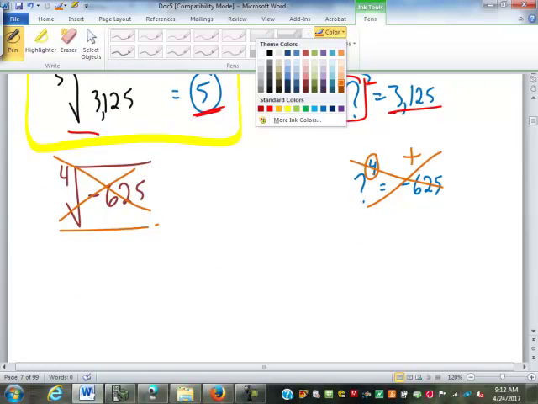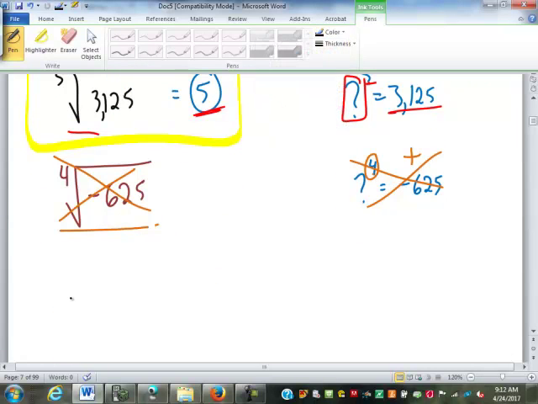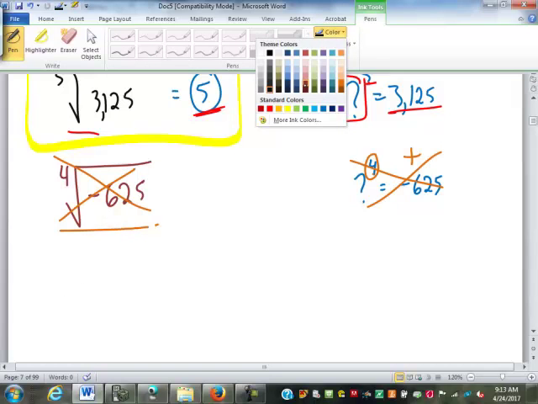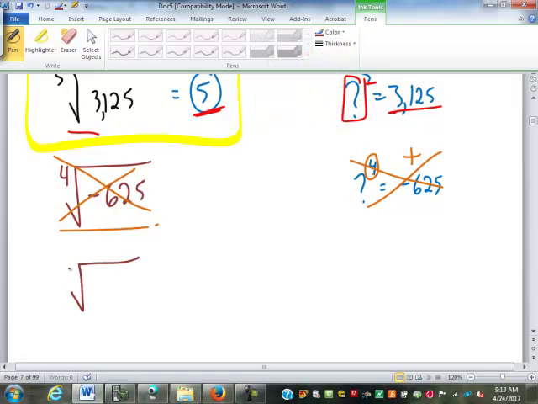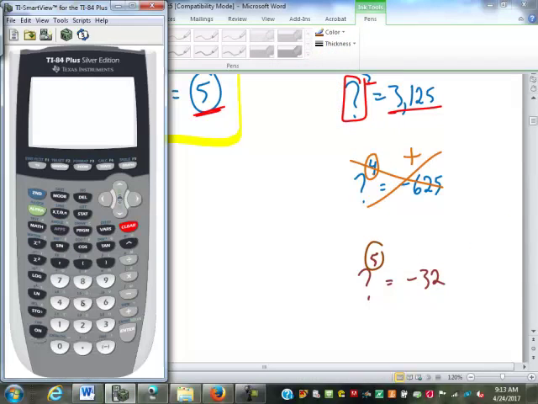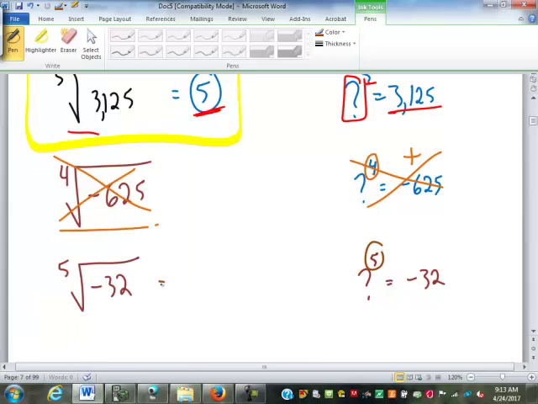But a fifth root, if I ask you for the fifth root of a negative 32, can that be done? It's asking what number to the power of 5 is a negative 32. Can I take something to the power of 5 and get a negative result? Yes, I can. Fifth root of negative 32 is negative 2.